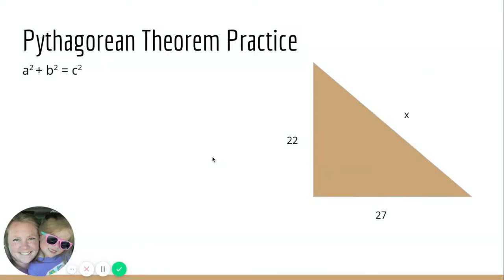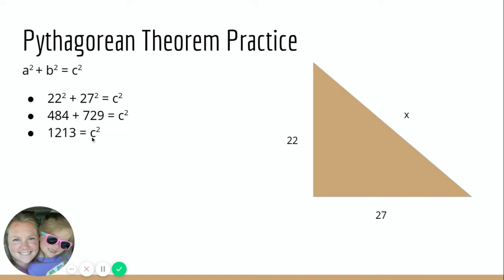So here's our formula. A squared plus B squared equals C squared. And here is our numbers placed into our formula. If you have your calculator on your phone or just another calculator, you should be able to easily find the squared button. And if you can't, you just do 22 times 22, and then you'll get your numbers. So square both the 22 and the 27. You get 484 and 729. And then add those two together, you get 1213.